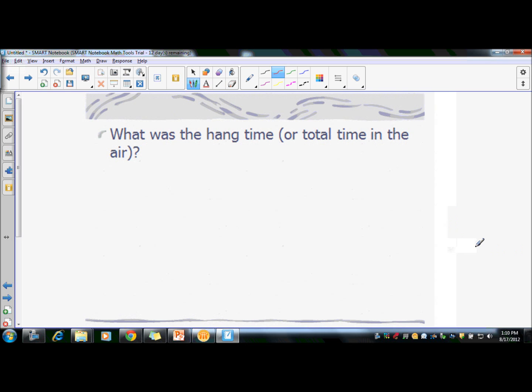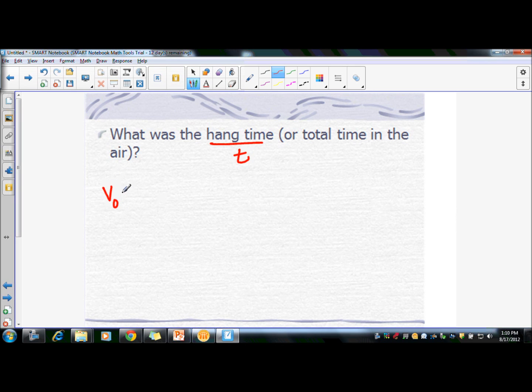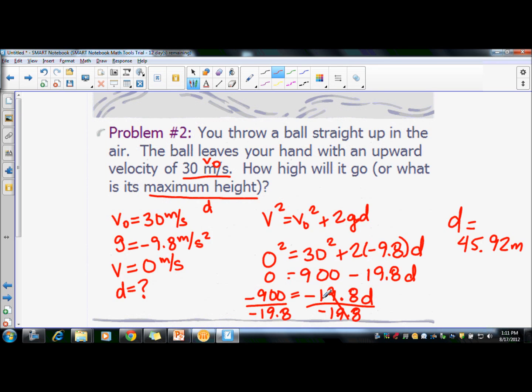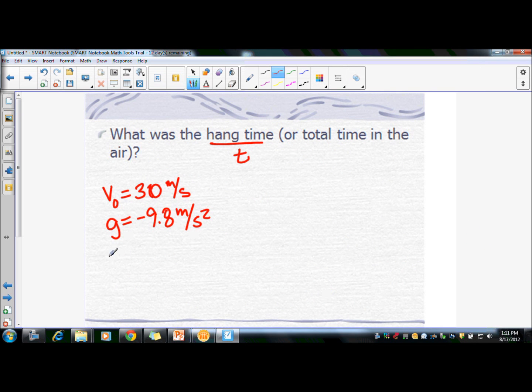Now hang time. Hang time is the total time an object is in the air. So we're looking for t. Again, we know our v naught, which is 30 meters per second. We know g. g is negative 9.8 meters per second squared. But since it's total time in the air, let's go back to our picture. Now we're dealing with up and down. And so our final velocity is now not 0, but the negative of the initial, because we're coming back to the ground. So our v is now going to be negative 30 meters per second.